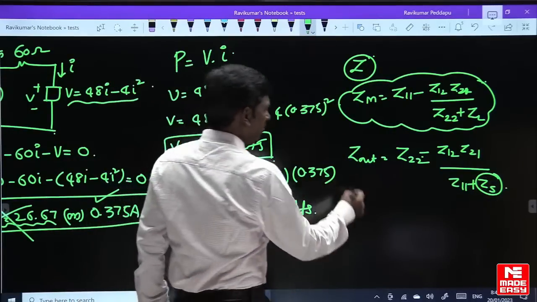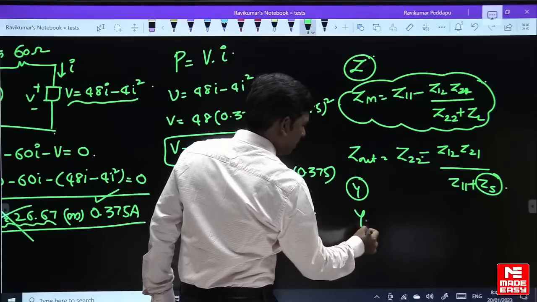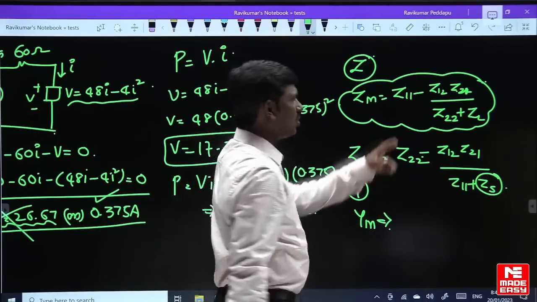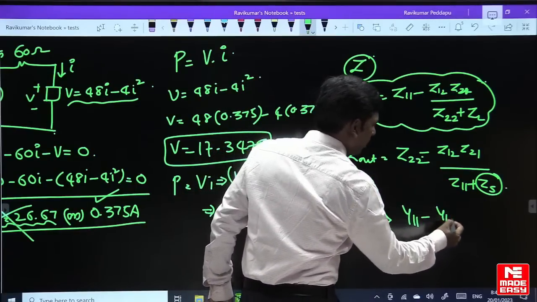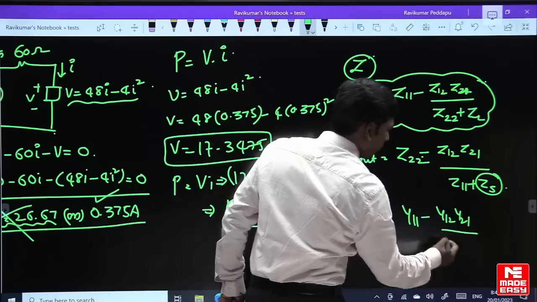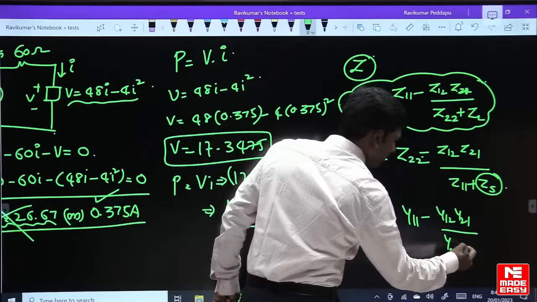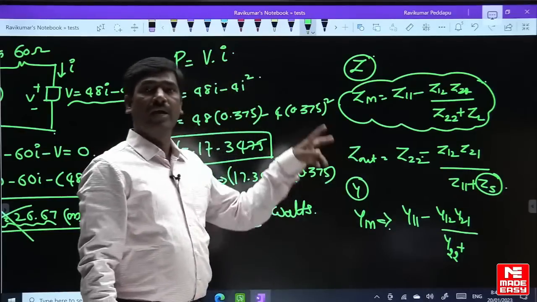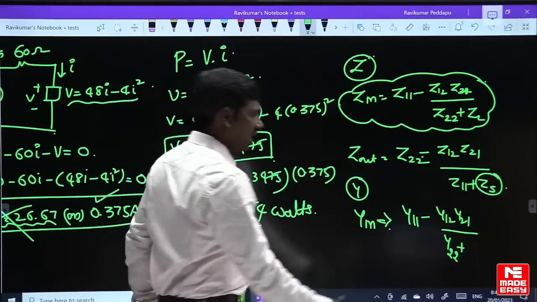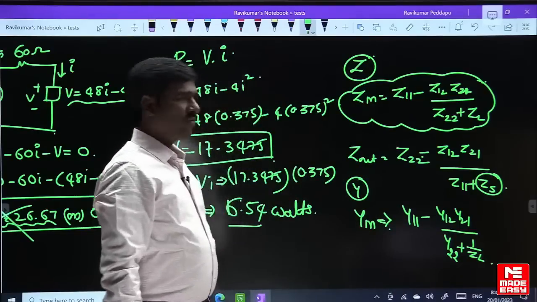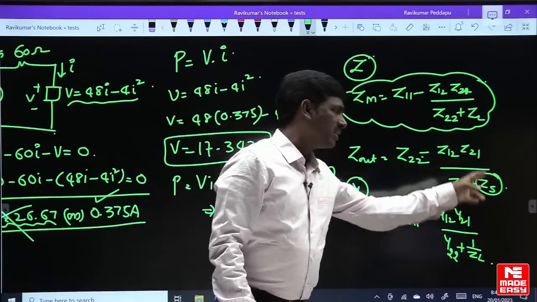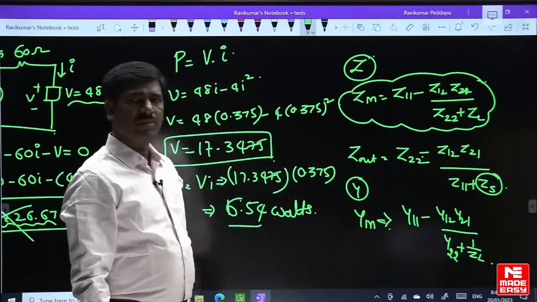So Y in, for Y parameters, is the same, no change. Only the change is Y11 minus Y12 Y21 by Y22. Y22 is in siemens, so the load should also be in siemens, therefore write 1 by ZL. Y out will be the same, Y11 plus 1 by YS. Just simple.